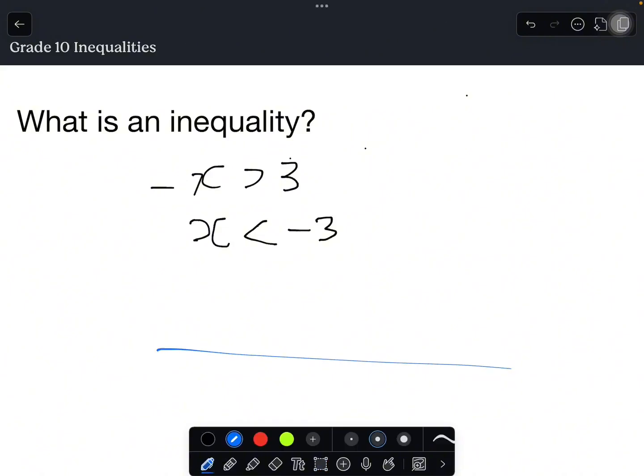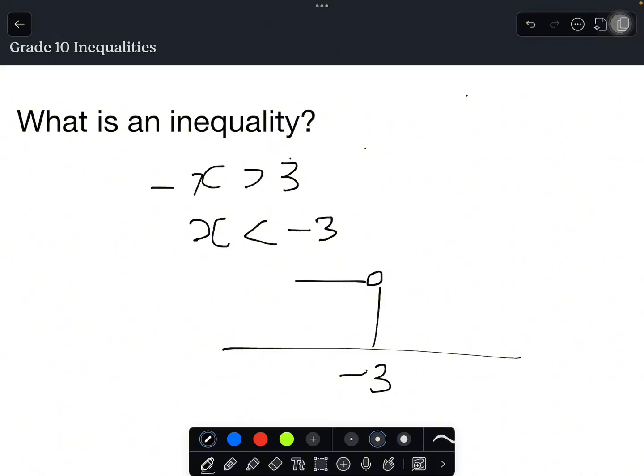So let's represent this now. I'd have a -3 here. It's going to be a round open dot, and it's going to be this way. So that's the basics of the theory. We're now going to go into some examples and work through them.